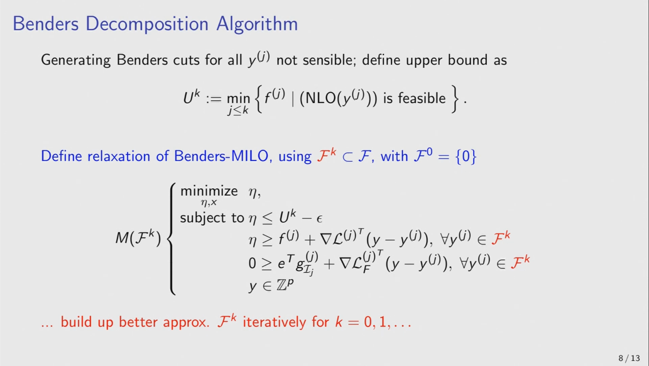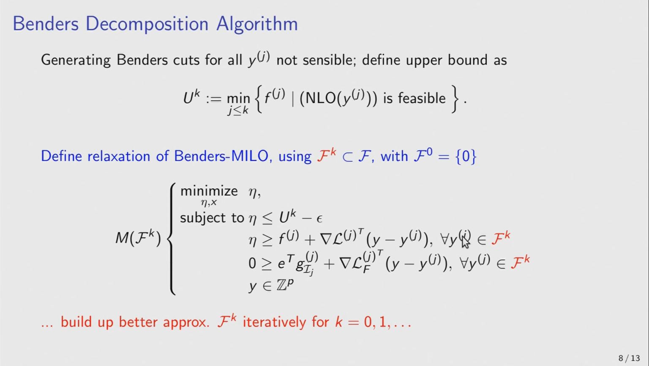Okay, so here's sort of the master problem now and the sub-problem that you're solving for Bender's decomposition. First of all, each time you solve a nonlinear optimization problem, you can update your upper bound. The upper bound is just the smallest objective function value for all the nonlinear optimization problems that you've visited that is feasible. So if you're at iteration k, then you look through all the previous iterations and you just keep track of what the smallest objective function value was that you encountered along the way.